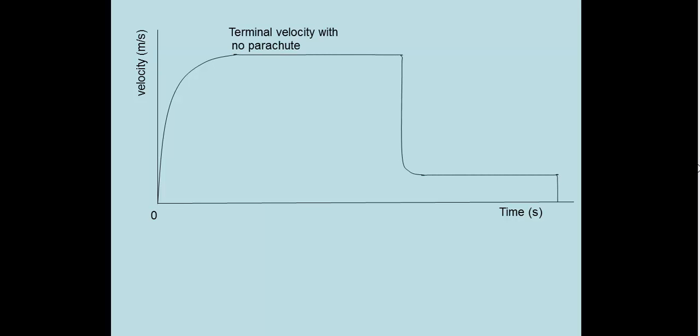We can look at a graph of velocity against time for the parachutist. It goes something like this. At first, their velocity increases very rapidly, up to terminal velocity with no parachute, like I said, around 130 miles an hour. Here, they open the parachute, and their velocity reduces very rapidly to their new terminal velocity with a parachute, around 5 miles an hour. At this point, they hit the ground, and their velocity almost instantly becomes 0.